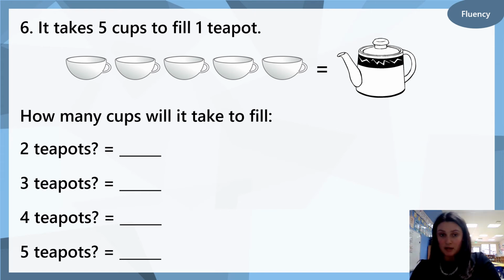So for 1 teapot, it's 5 cups. For 2 teapots, it's 5 plus 5. For 3 teapots, it's 5 plus 5 plus 5. For 4 teapots, it's 5 plus 5 plus 5 plus 5. If you want, you can try and use your skip counting by 5 for this question. See if you can fill in the answers for question 6.